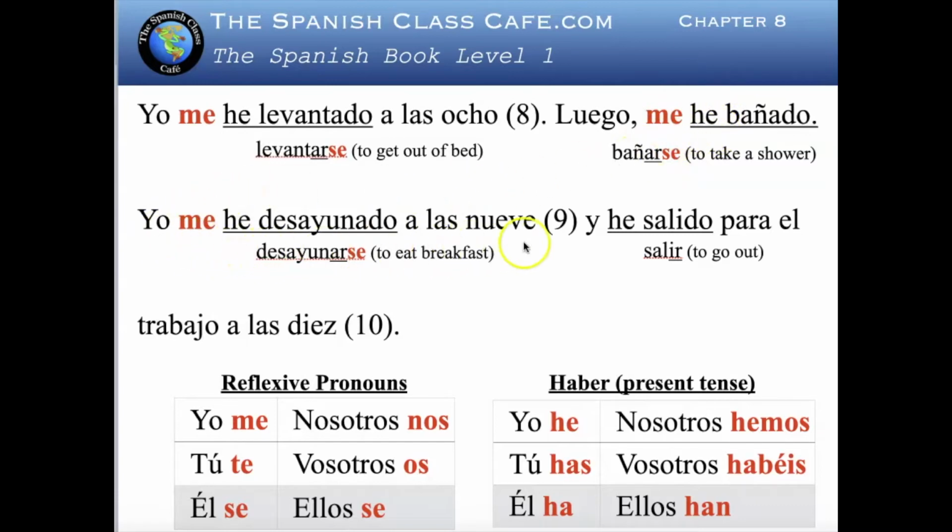Yo me he desayunado a las 9. It comes from desayunarse. It's an AR, desayunado. The verb haber, he, and me in front. Y he salido para el trabajo a las 10. And I have left for work at 10. Now, salir is not reflexive in this case. Then we just say he salido because it's an IR. The ending for the past participle will be ido.